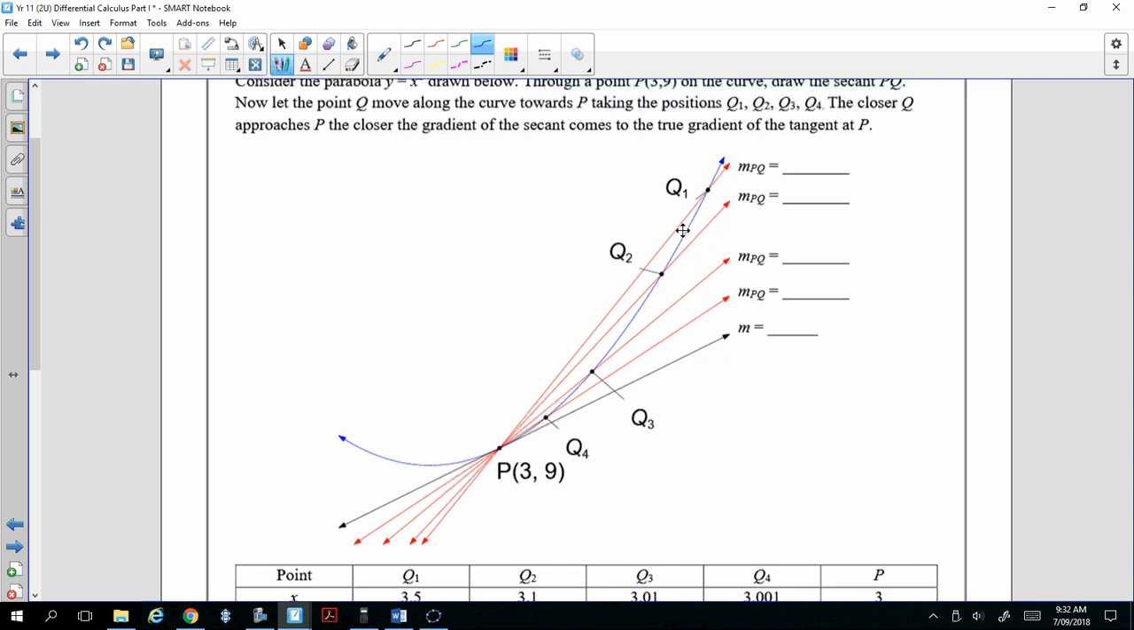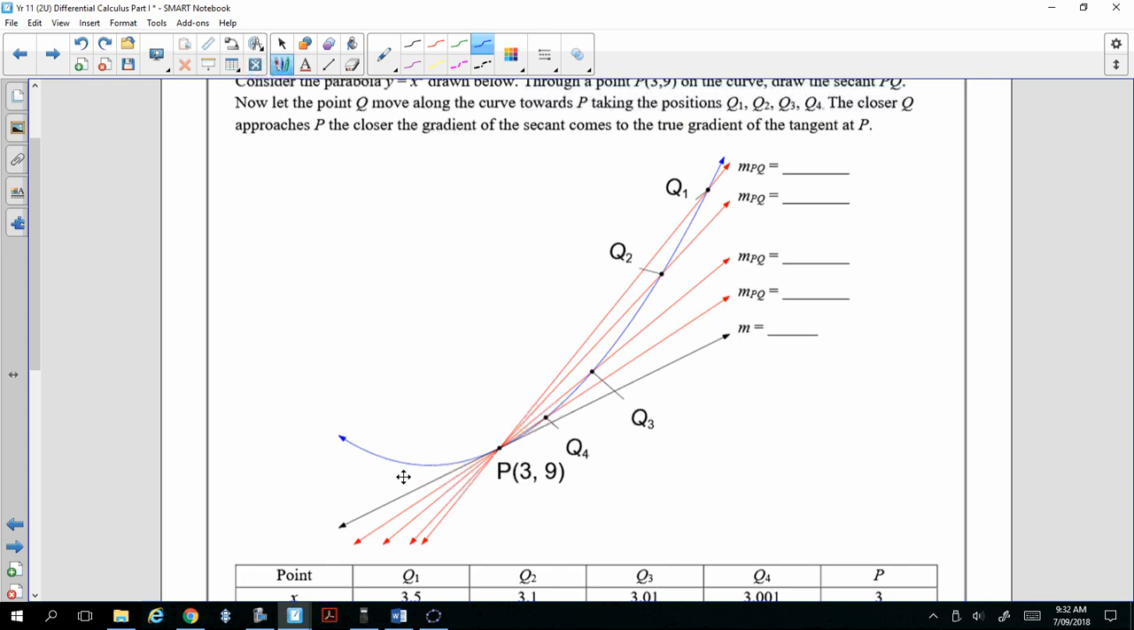By making Q1, Q2, Q3, Q4 as close to P as we can. So we draw all these secants. Each time we make Q1, Q2, Q3 closer to P, the gradient of this secant gets closer to the tangent. Yes? So we're going to find the gradient of each. And to do that, we're going to find the y value.